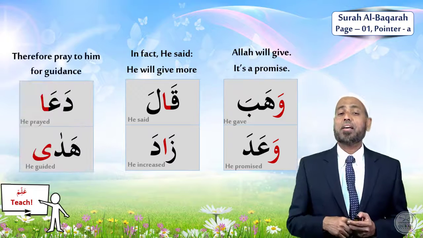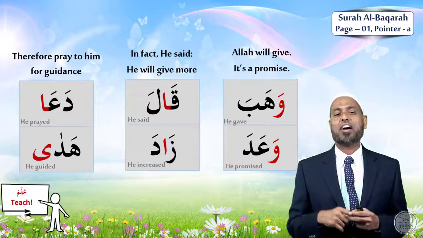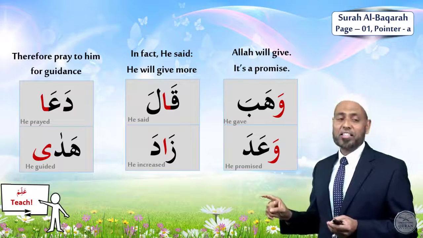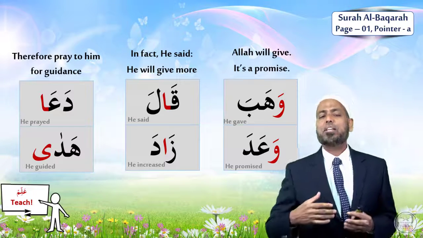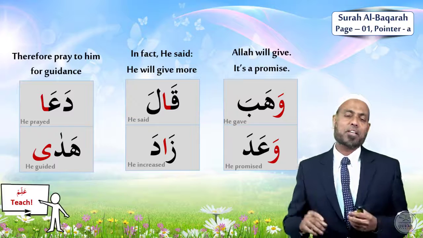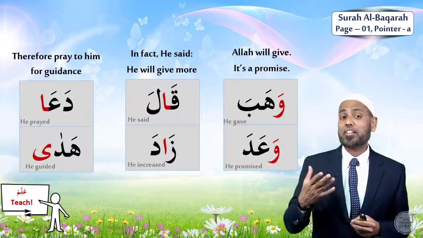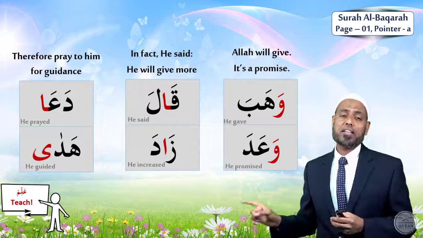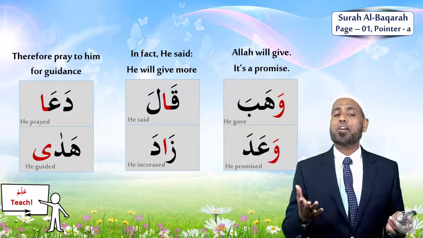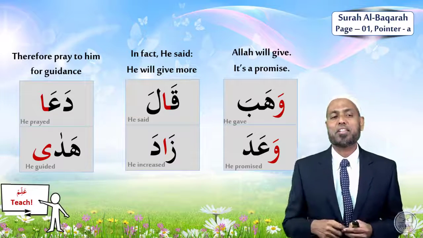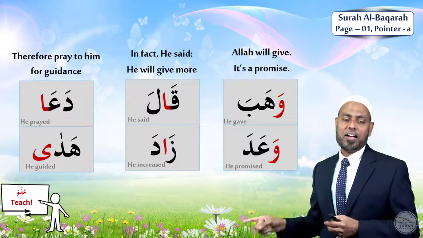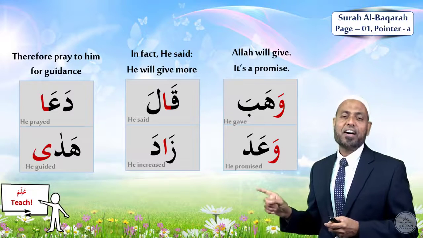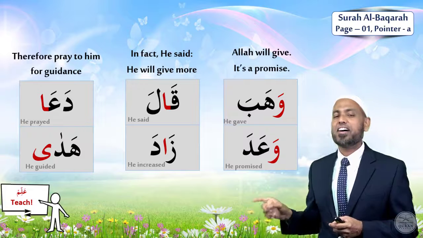Therefore, pray to him for guidance, and you will say da'a hada 3 times. So what are we saying? We said Allah will give, it is a promise: wahaba, wa'ada. In fact, he said he will give more: qala, zada. Therefore, pray to him for guidance: da'a, hada. So repeat 3 times. Therefore, pray to him for guidance. Da'a, hada.